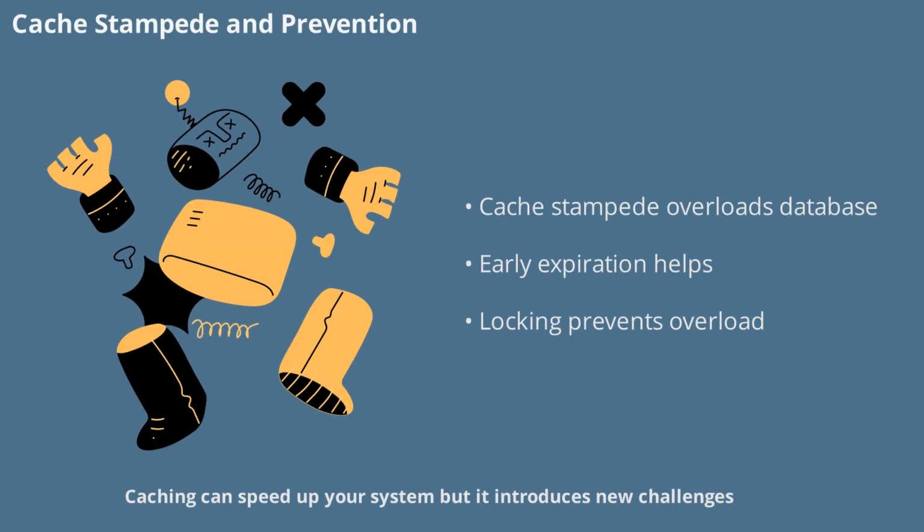Caching can speed up your system, but it introduces new challenges. A cache stampede happens when a popular cache key expires and thousands of requests hit the database at once. This can overwhelm your backend. Solutions include probabilistic early expiration or using a lock to ensure only one thread regenerates the cache. Understanding these strategies helps you design robust caching layers.